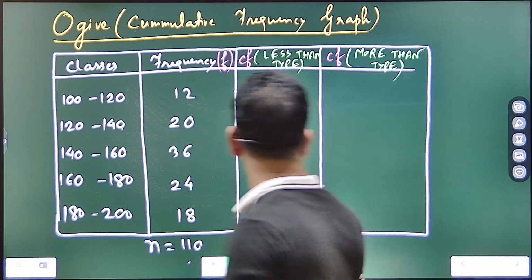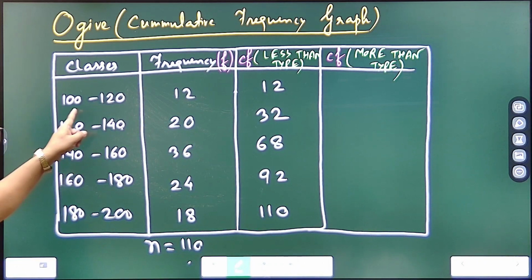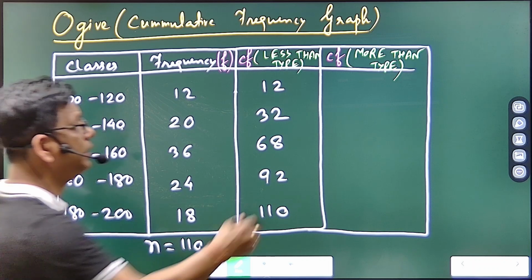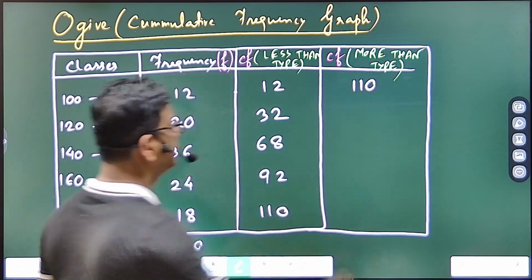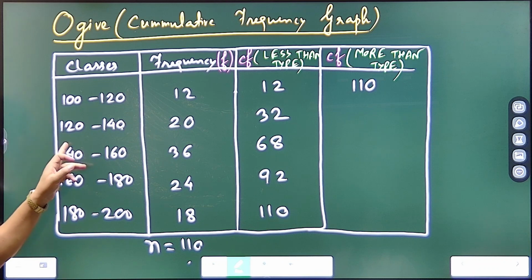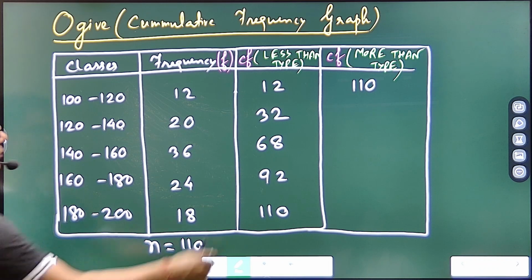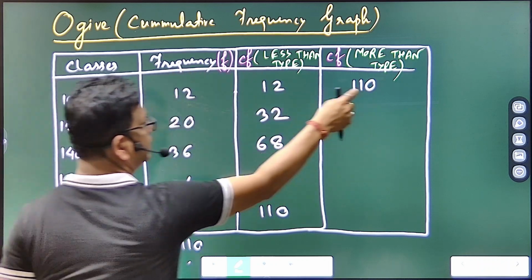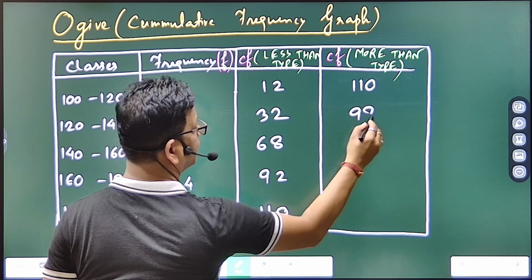Now more than type means more than 100. All these are more than 100. So that means total how many? 110 are more than 100. Now say more than 120. More than 120, what to do directly? From 110, which number to be subtracted? 12. So 110 minus this will be 98.